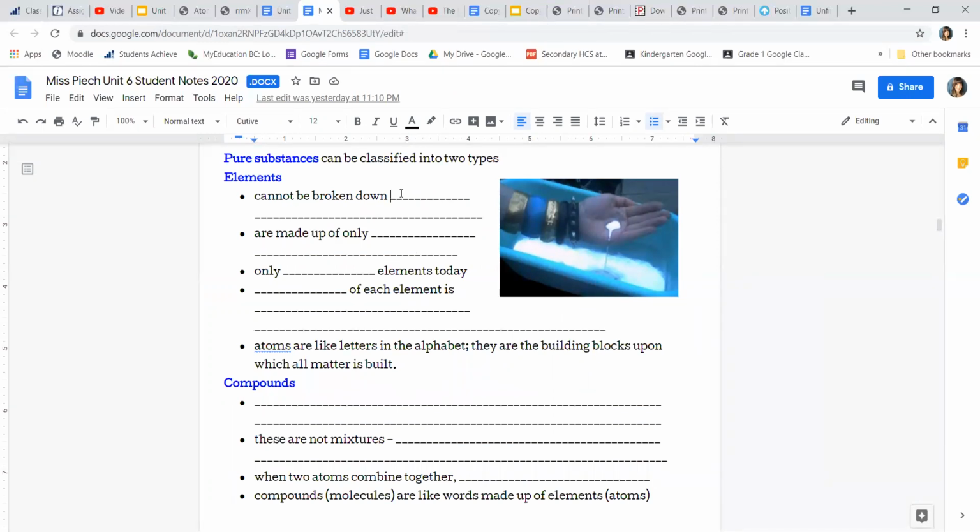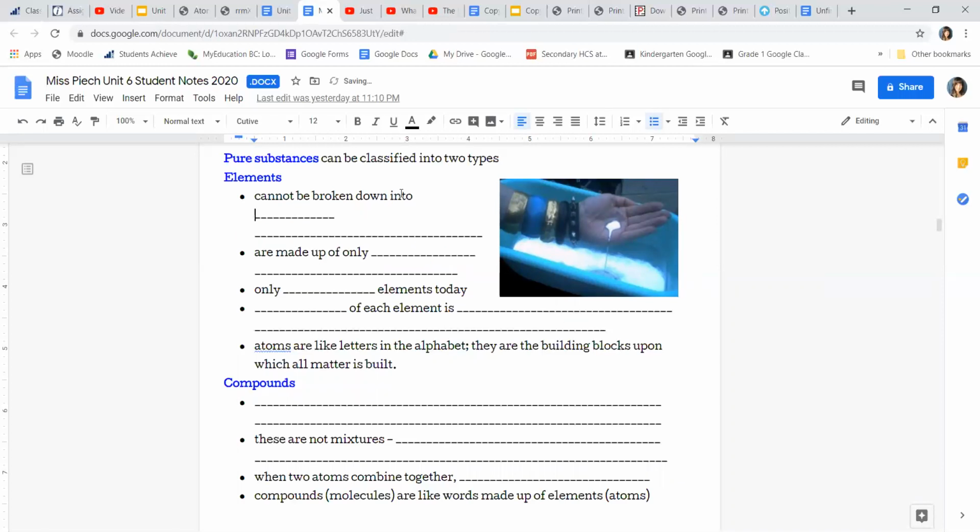So elements cannot be broken down into other pure substances. Basically, for an element, let's say you have copper, gold, silver, hydrogen, oxygen, it doesn't matter what the element is, it can't be broken down any further. It is just that particular element. So silver is silver, no matter how you might try to break it down. It's always going to be silver.